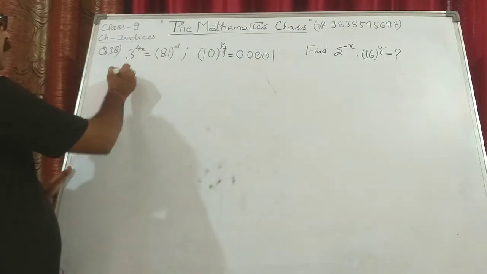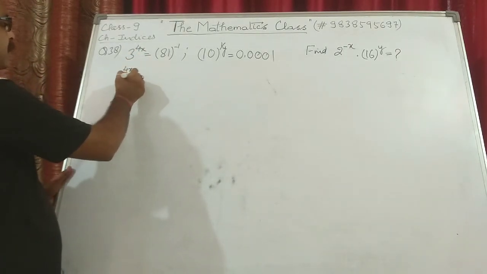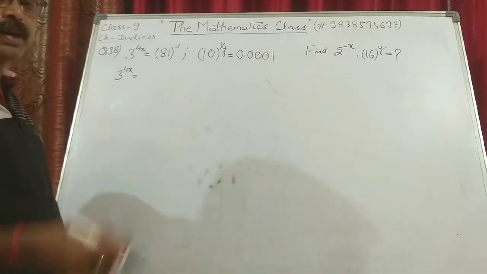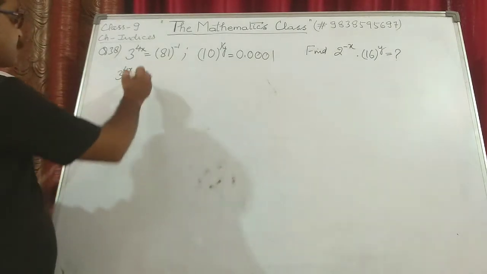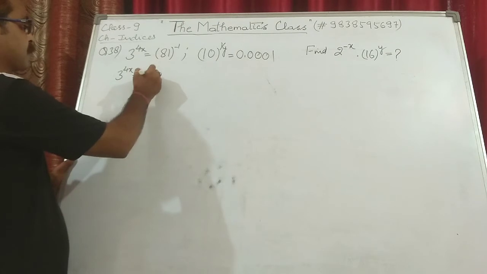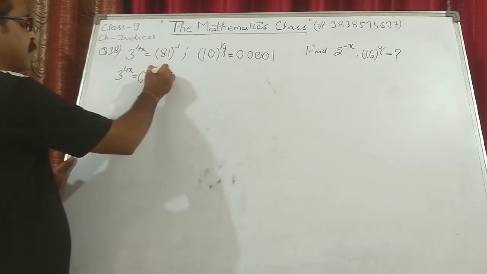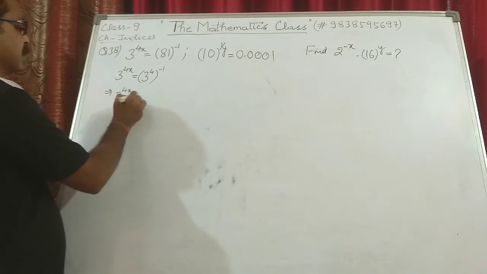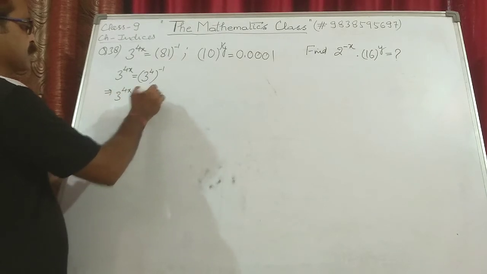So 3 to the power 4x can be written as, now 81 can be written as 3 to the power 4. 3 is 9, 3 is 27, 3 is 81. So this can be written as 3 to the power 4 power minus 1. It means 3 to the power 4x is equal to 3 to the power minus 4.